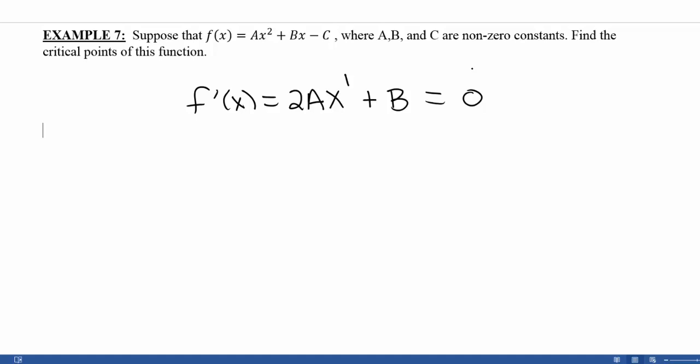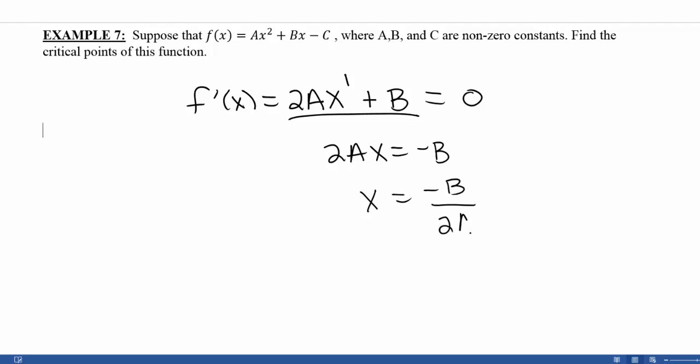X to the 1 is not going to be undefined anywhere. It's defined for all values. And so therefore, I just have to consider when this will equal 0. So here, that means I want to solve for x, because again, x is my variable. So first, I'm going to subtract the b over to the right. And now I'm going to divide both sides by 2a. So I get x equals negative b divided by 2a.